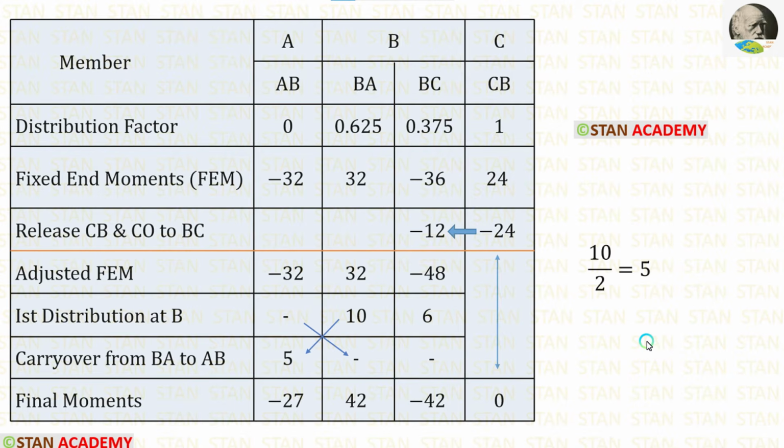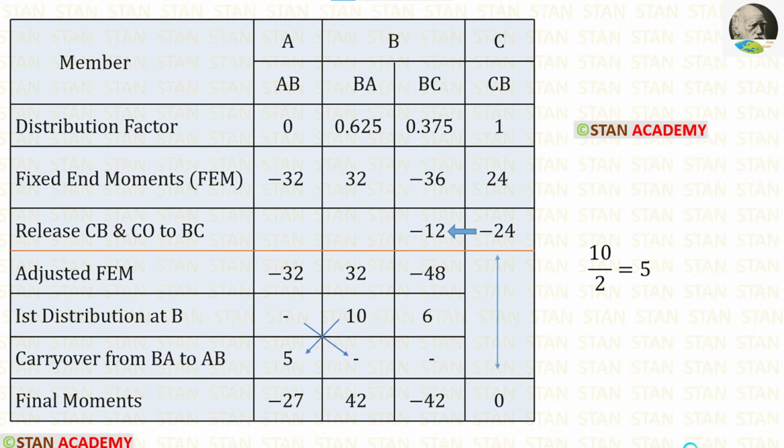Now we can't continue this problem any further. In the joint B only, we can make the distribution. But for BA and BC, there are no values. In this case, we cannot continue.